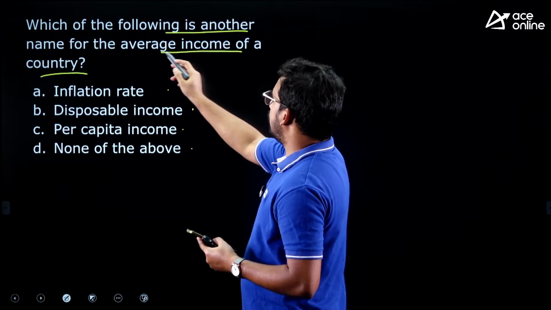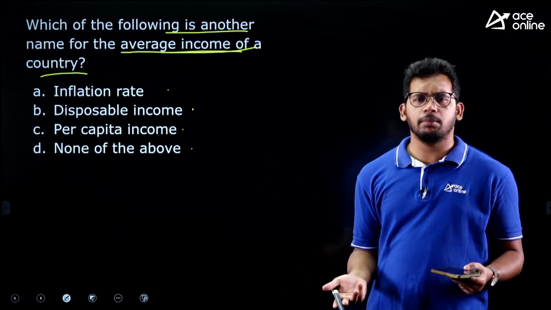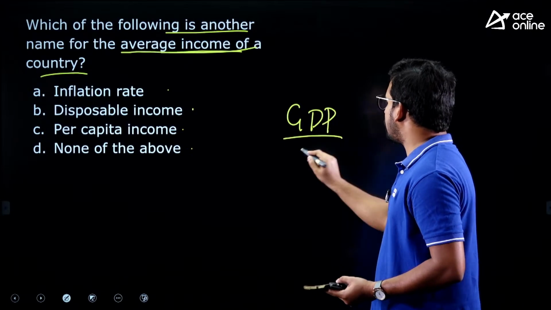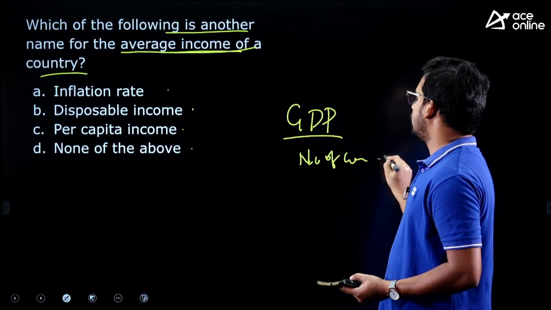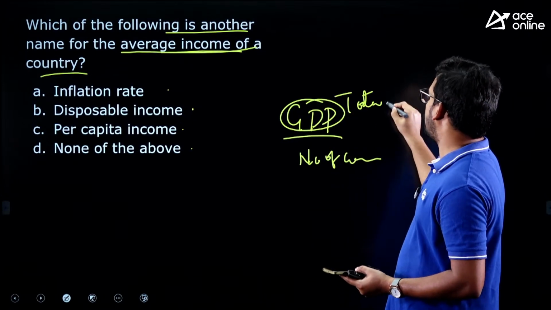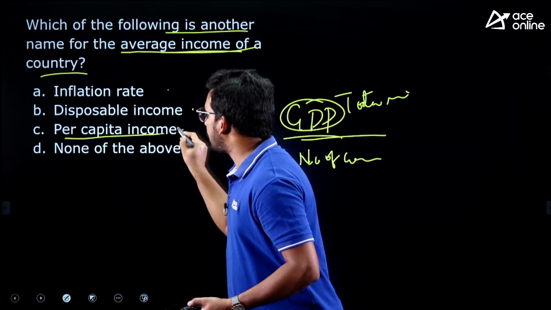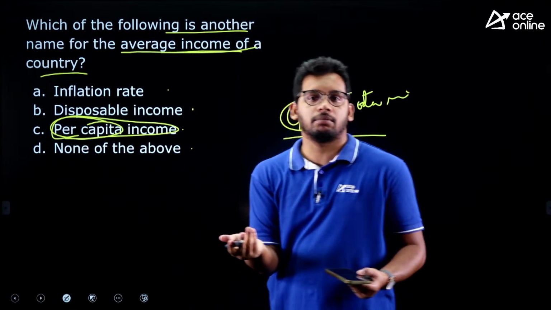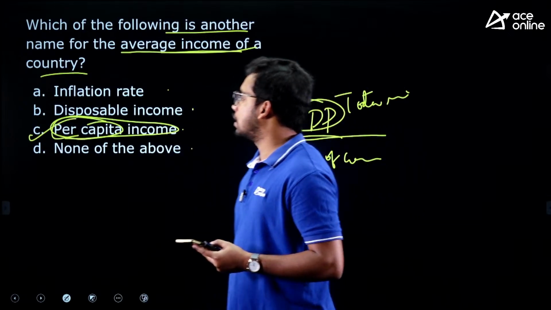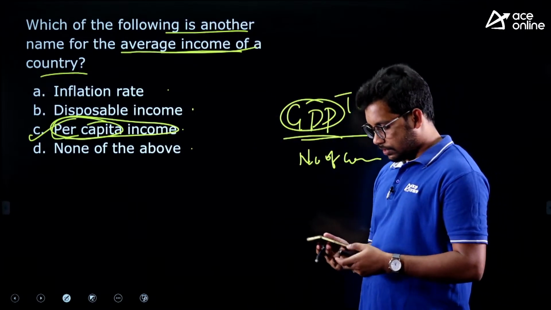Which one of the following is another name for average income of a country? Average means the total income generated by the individuals. Total income, GDP for example, divided by the number of population of a country, right? So the total income of the country divided by the number of individuals is called the per capita income. Very simple. Per capita is the meaning. Very direct question. Yes, very good. So Jahnavi has answered it correctly. Per capita income is also called the average income of a country, right?